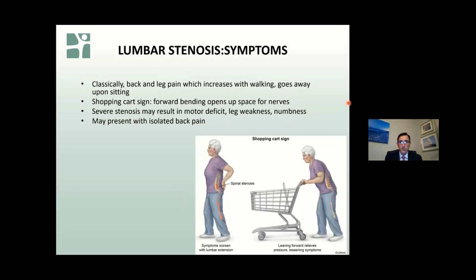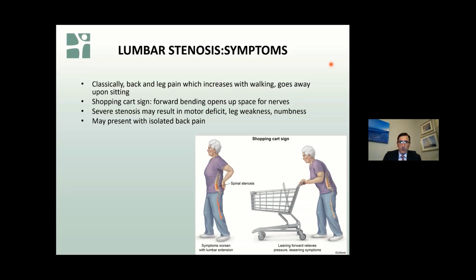So stenosis, the classic symptoms are back and leg pain, which get worse when you walk and better when you sit. So people with stenosis can't walk more than half a block or a block, and they have to sit down. When they walk, they get back and leg pain, or sometimes just leg pain, or they get a fatigue sensation in their legs or aching in their legs. And when they sit down, it goes away. They can sit down for a few minutes and they feel better, and then they can walk a little more, and then they have to sit down again. That's the very typical or classical presentation of lumbar stenosis.